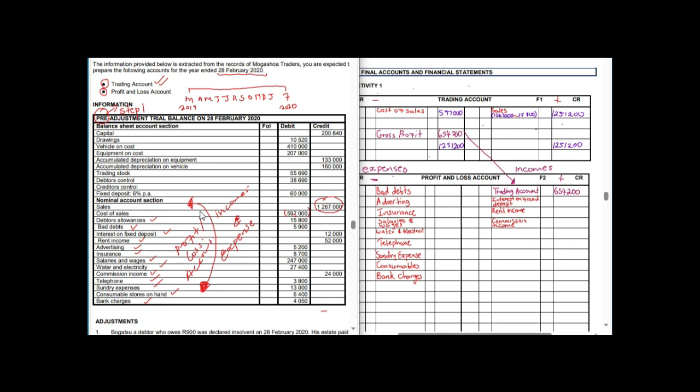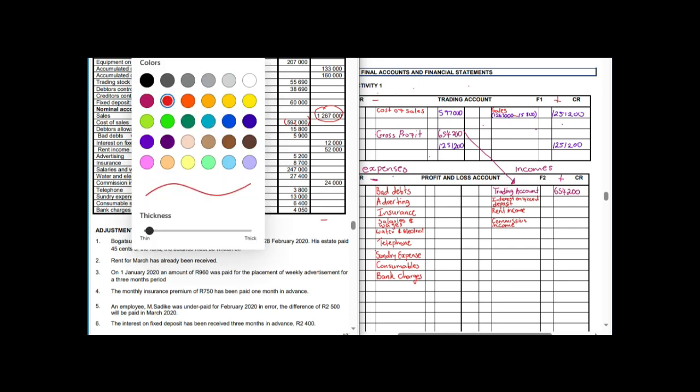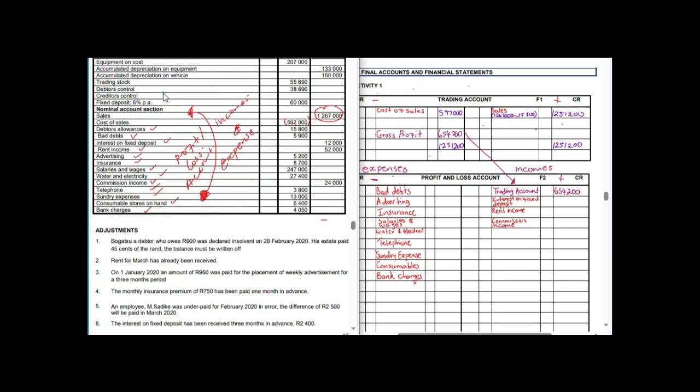So now, guys, we can go to step number 2, which is our adjustments. So step number 1 is completed, whereby we took a look at our pre-adjustment trial balance, and now we can go to our step number 2, which is adjustments.